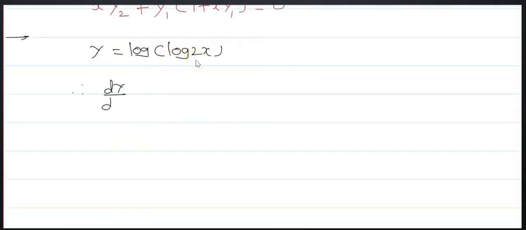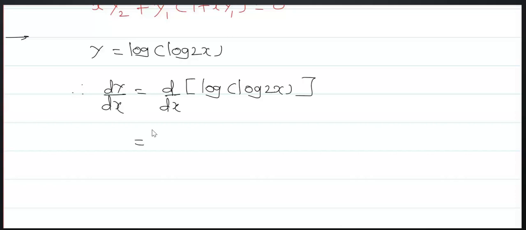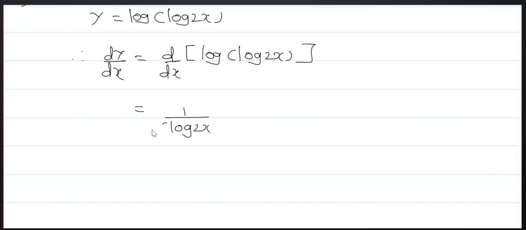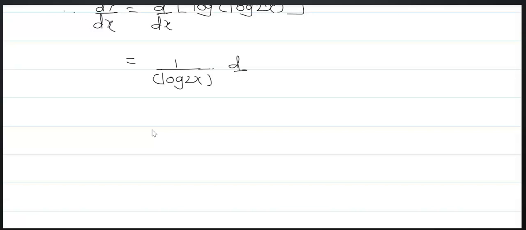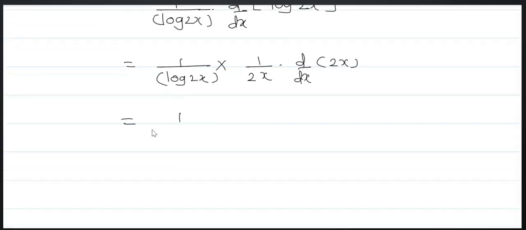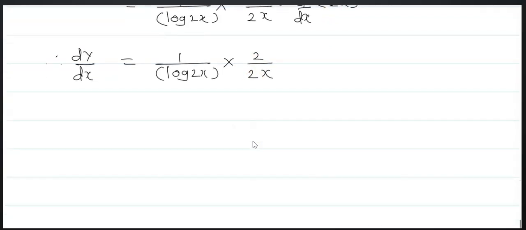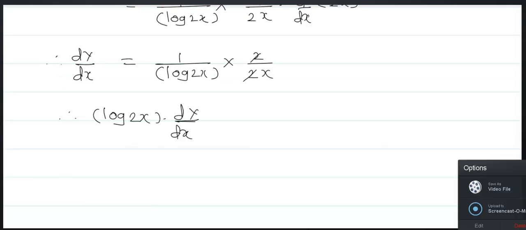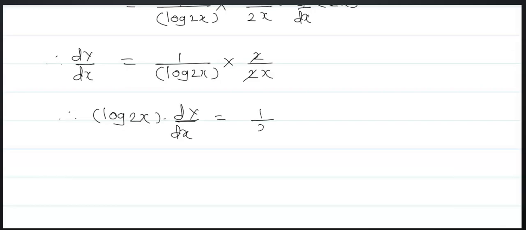Now y is equals to log of 2x. Differentiate: dy/dx is equals to d/dx of log of 2x. Its derivative is 1 upon log of 2x into the derivative of log of 2x, which is 1 upon 2x into the derivative of 2x, which is 2. So 2 upon 2x, the 2 gets cancelled, and you get log of 2x into dy/dx is equal to 1 upon x.